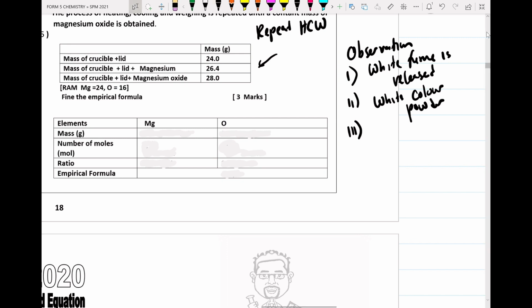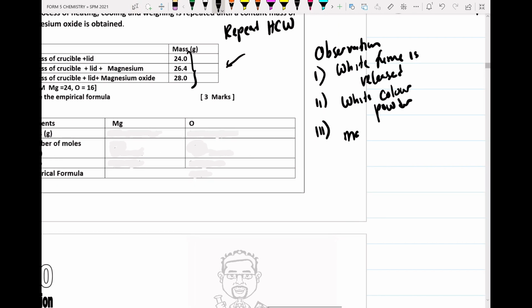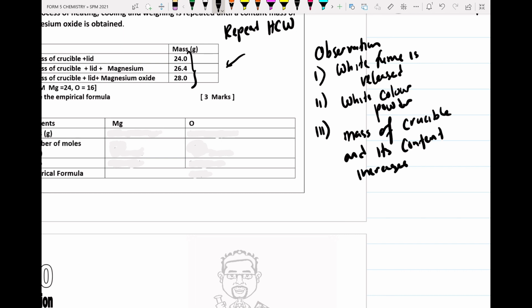Next, the third observation: check the crucible. This is during the heating process. This is after the experiment. So we can see the mass of the crucible and its content increases. So we put here: the mass of the crucible and its content increases at the end of the reaction.